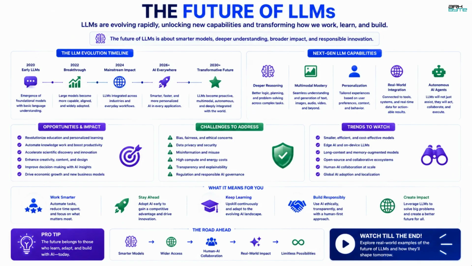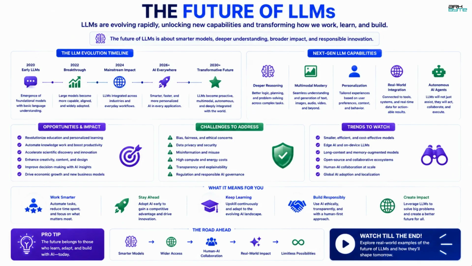One major trend is better reasoning. Future models will improve logic, planning, and problem solving. Another big trend is multimodal AI. Models will understand text, image, audio, and video in one system. Personalization will also grow. AI will adapt to your goals, preferences, and context to give better support.